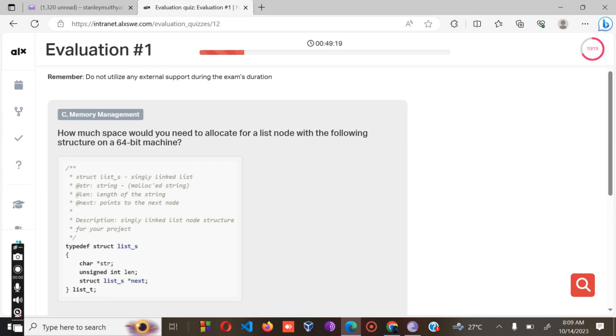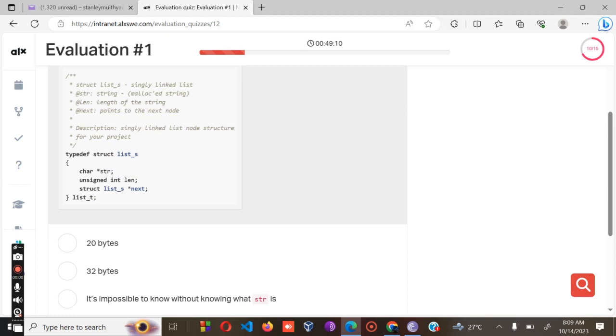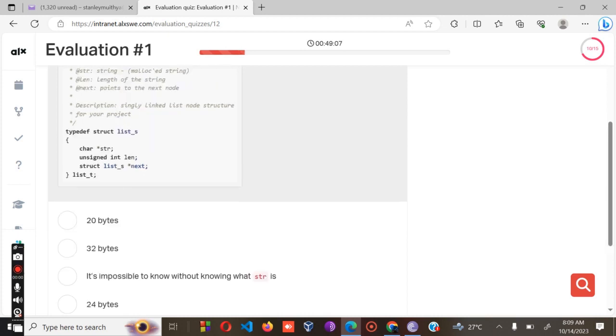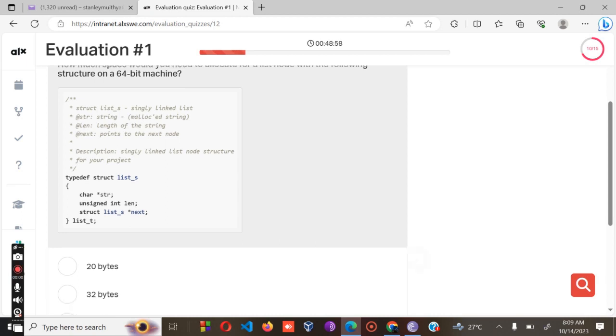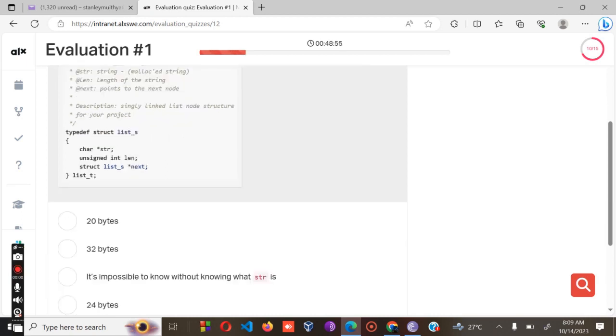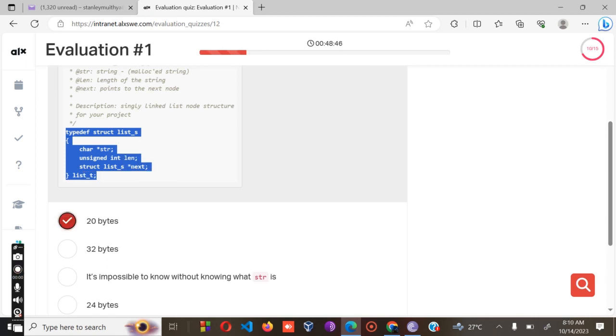For this one, question number 10, how much space would you need to allocate for a list node with the following structure on a 64-bit machine? So we have the typedef. How much space would you allocate for a list? The answer for this one is supposed to be 20, because if you look at this part, the whole thing will be on this part.